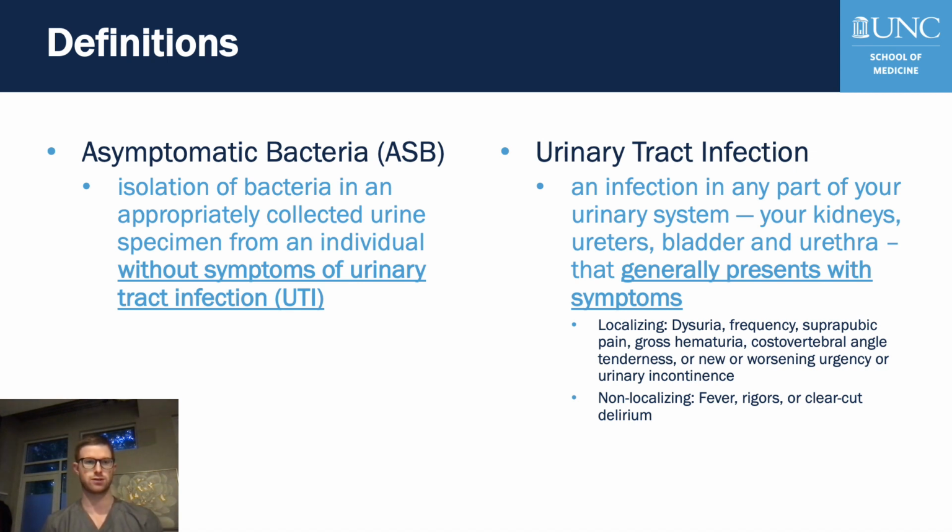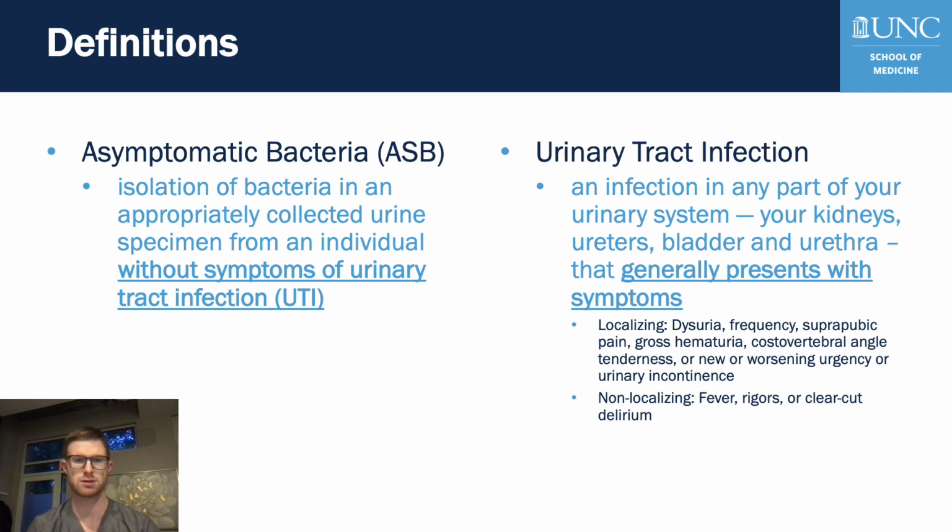So first things first, we need to get specific with our definitions. Asymptomatic bacteria is the isolation of bacteria in an appropriately collected urine specimen from an individual who does not have symptoms of a urinary tract infection. And this definition comes from UpToDate, whereas a urinary tract infection, as defined by really any website, is an infection in any part of your urinary system, your kidneys, your ureter, your bladder, your urethra, and it generally presents with symptoms. The symptoms can be localizing, very specific to the urinary tract, or non-localizing. I think we see a combination of both depending on the level of the spinal cord injury.